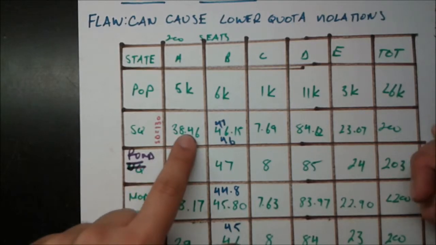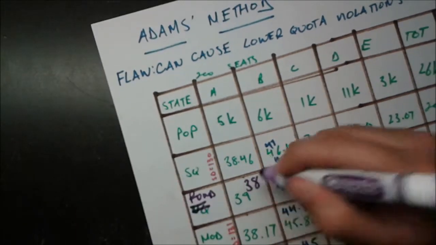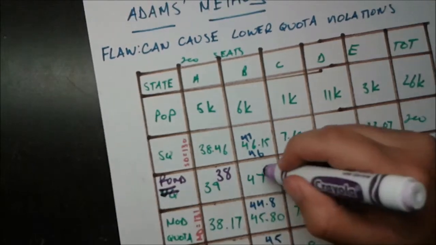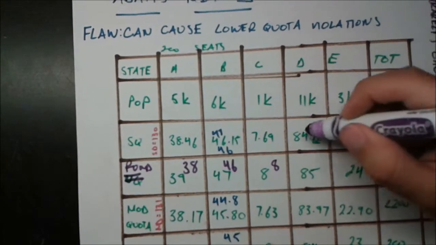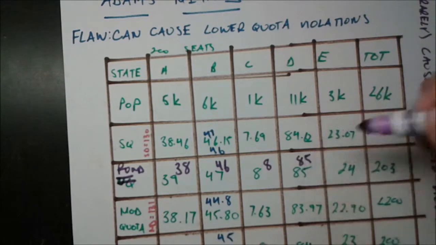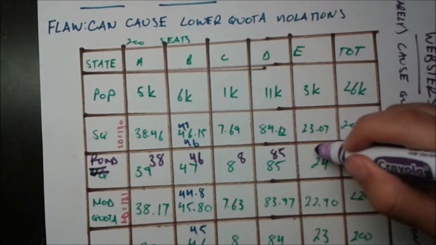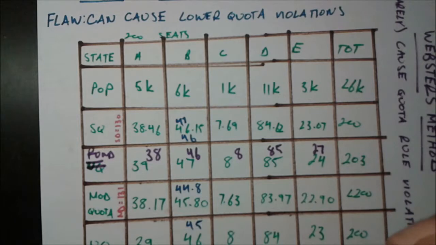So this is going to be rounded. 38.46 rounded goes to 38. 46.15 rounded goes to 46. 7.69 rounded goes to 8. 84.62 rounded goes to 85. 23.07 rounded goes to 23. So now let's note something.